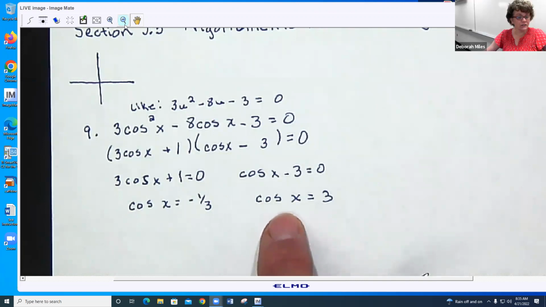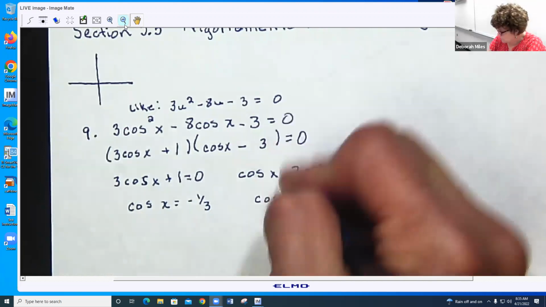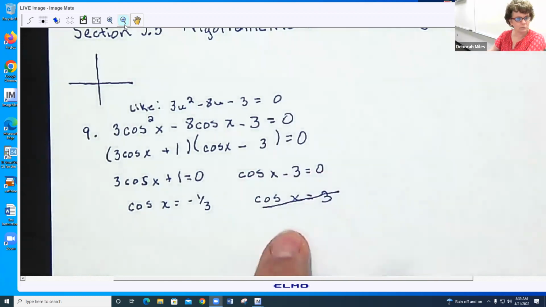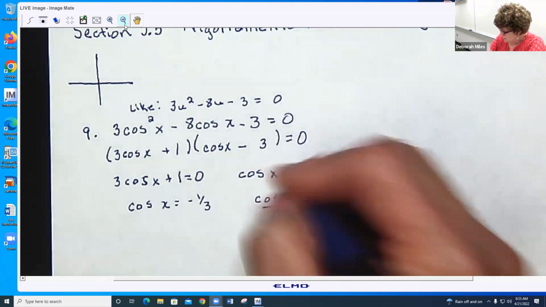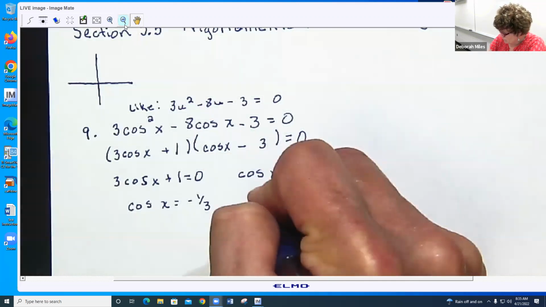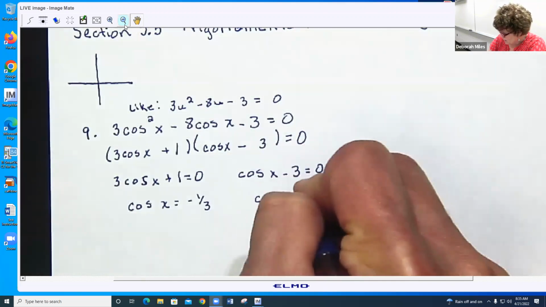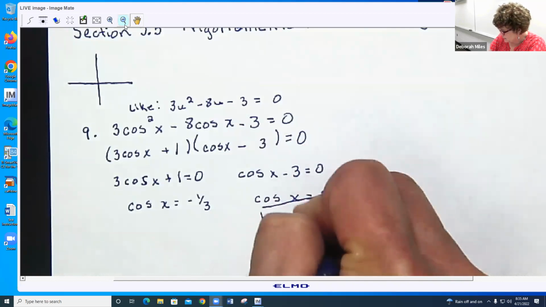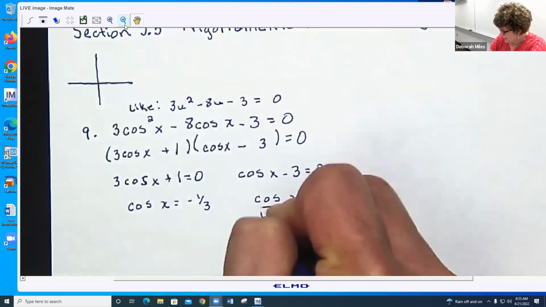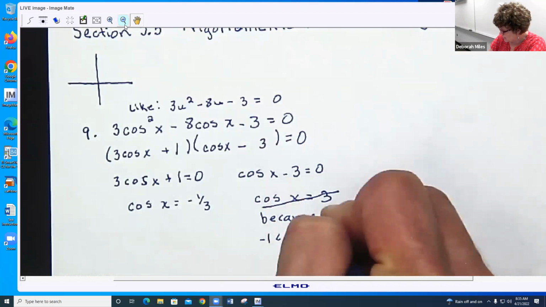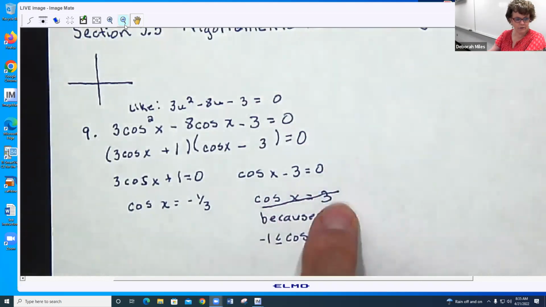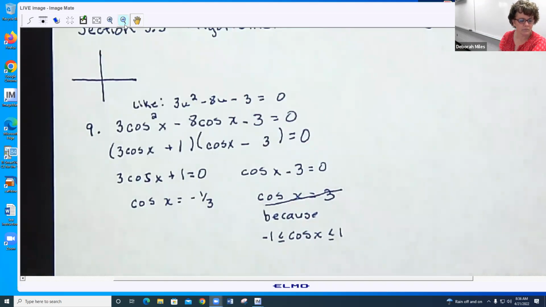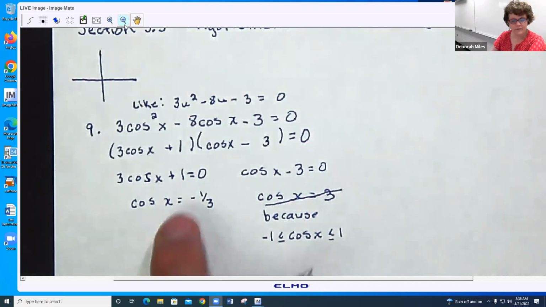Yeah, there's no solution to this equation because cosine is always between negative 1 and 1. Give you a note for that. Cosine x is always between -1 and 1 inclusive. So cosine never equals 3. What about this other equation?